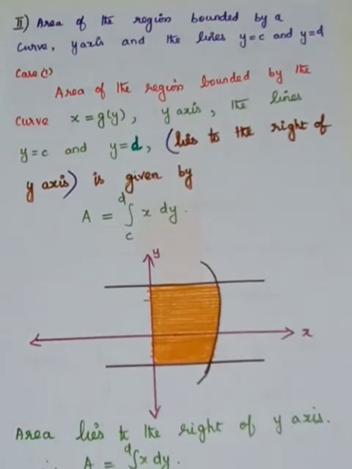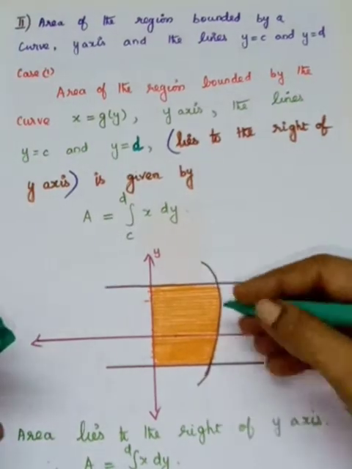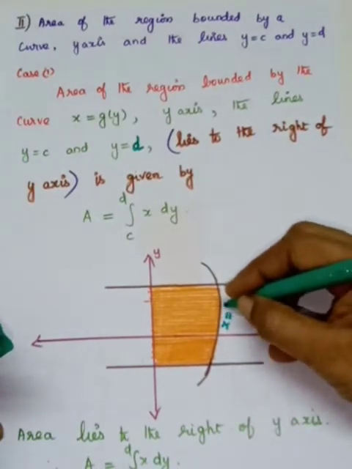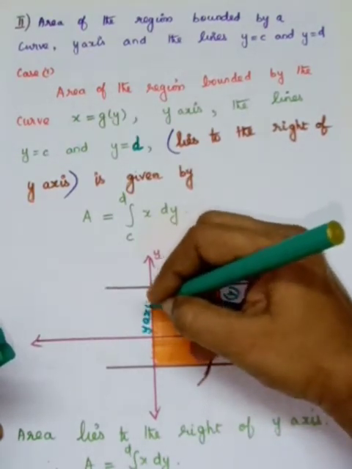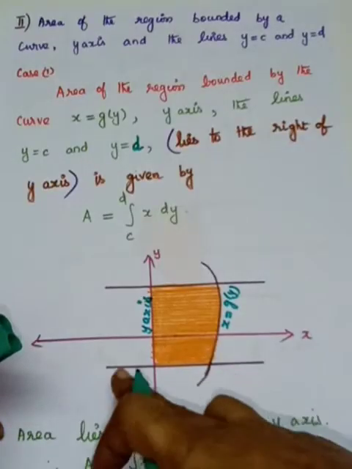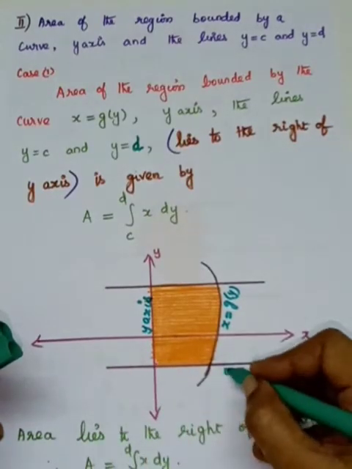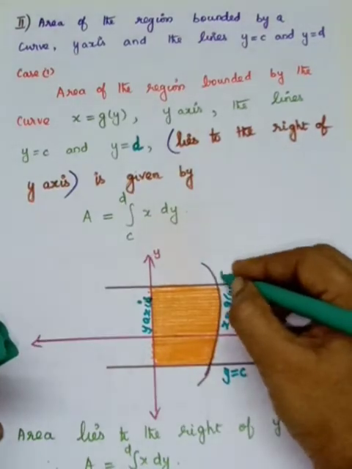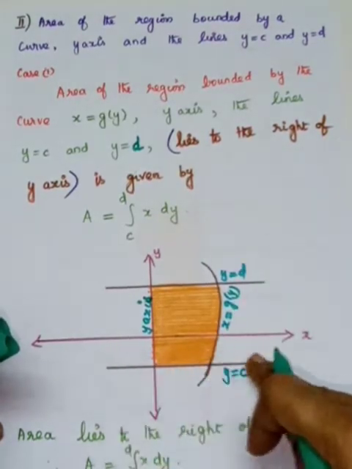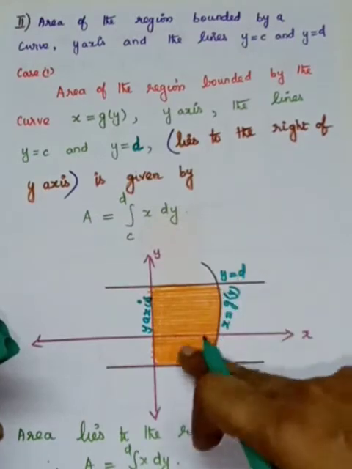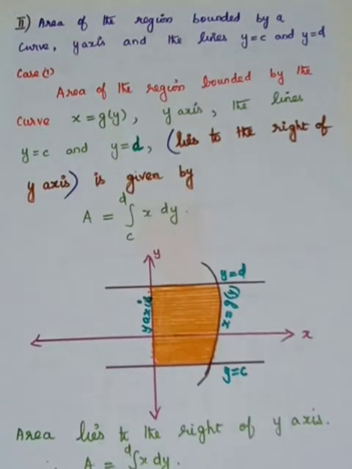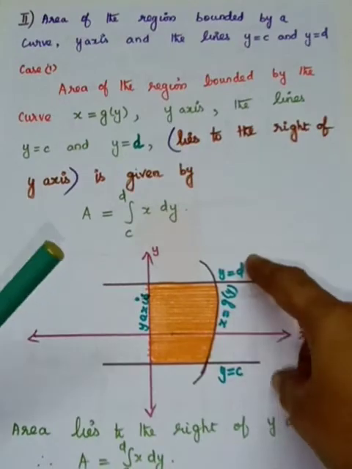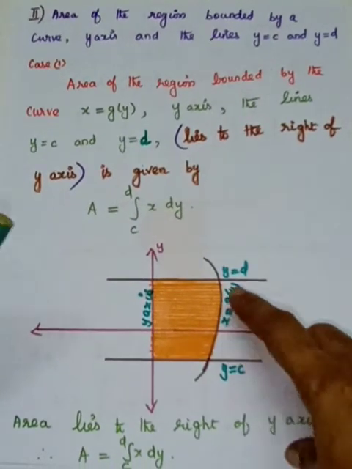You see the diagram. So here this is the curve. What is the curve? x is equal to g of y, and you are considering the y-axis. One side y-axis. And see that the limit y is equal to c is the lower one. So y is equal to c to y is equal to d. This line is y is equal to c and this line is y is equal to d. This region, how is it? It is to the right of the y-axis, which means the area is the integral from c to d of x dy.